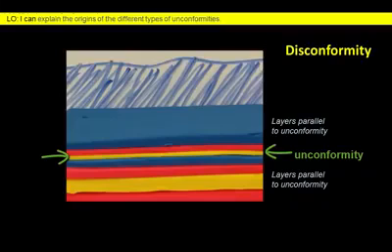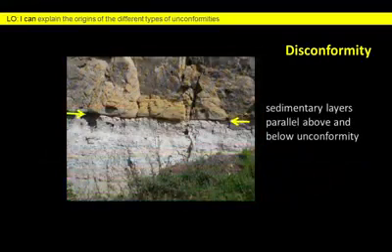Geologists might look for evidence of old soil horizons between layers, or they might recognize that the fossils in the rocks above and below the erosion surface lived many millions of years apart. In this example from Hungary, the different colored layers lie parallel to each other on either side of a disconformity.